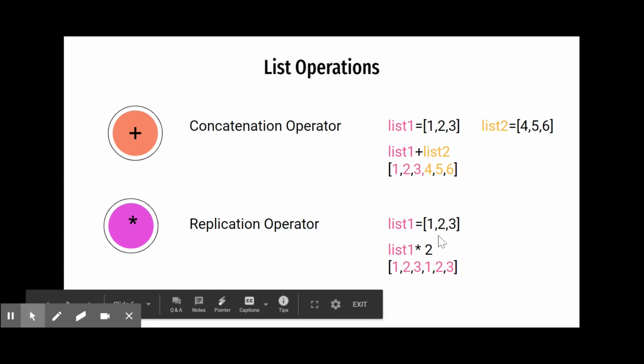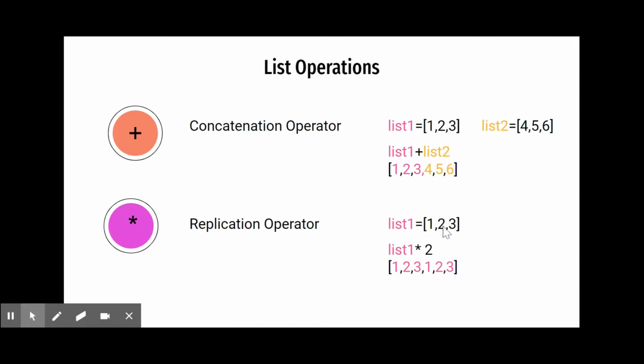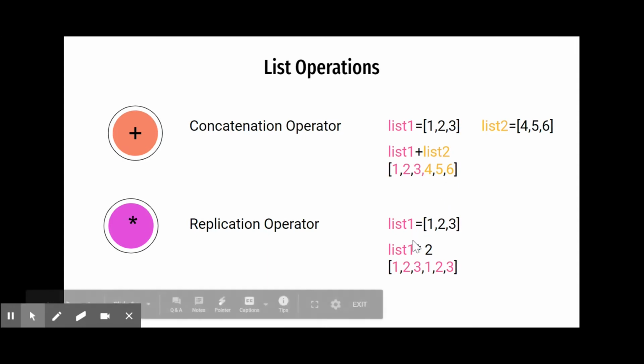So that means these elements are repeated in the same order twice. So again the same thing. Actually, if you look at it, it's like doing list 1 plus list 1. So it's like the concatenation operator but with the same list. I specify 3, it'll be 1, 2, 3, 1, 2, 3, 1, 2, 3.